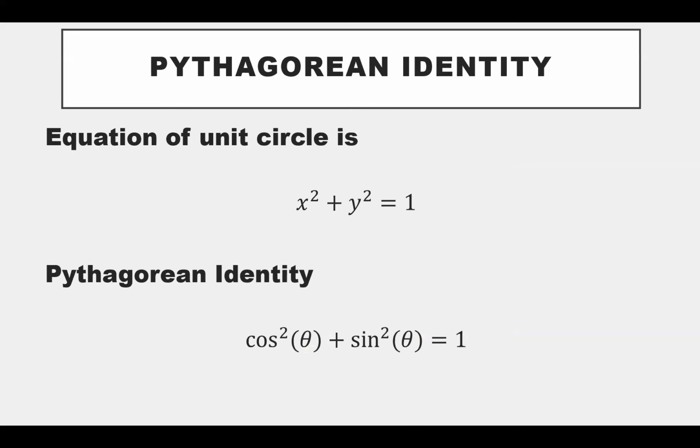Now, one interesting thing this gives us is something called the Pythagorean identity. Since the equation of a unit circle is x squared plus y squared equals 1, in other words, since each (x, y) point on the unit circle satisfies that equation, and we know that the x value can be represented with cosine of theta, and the y value can be represented with sine of theta, we get that cosine squared of angle theta plus sine squared of angle theta is equal to 1. And we'll use that a little bit later.